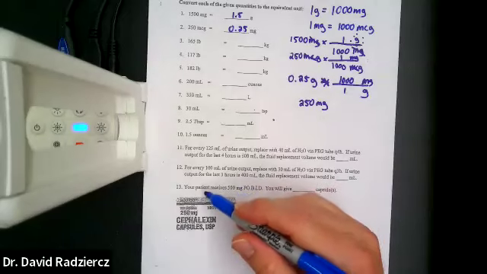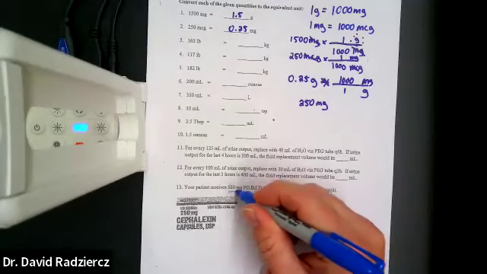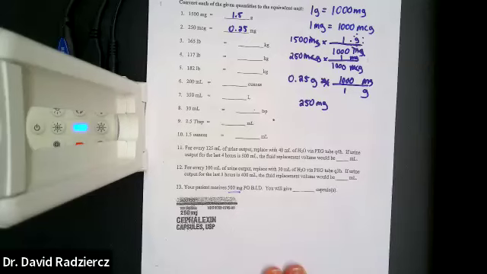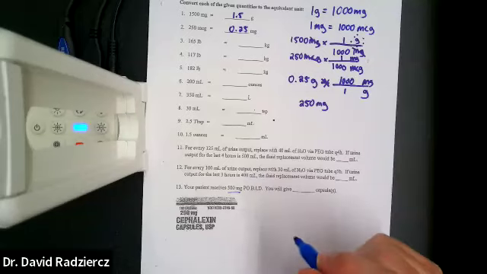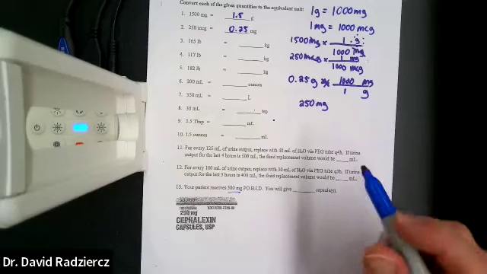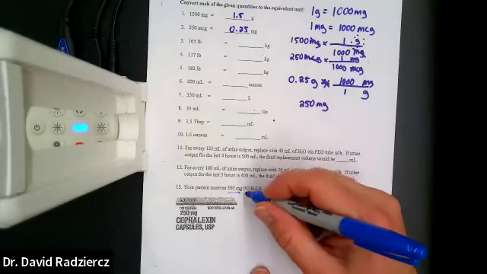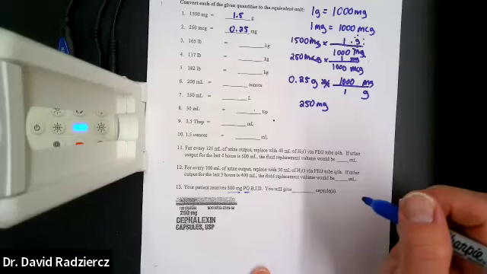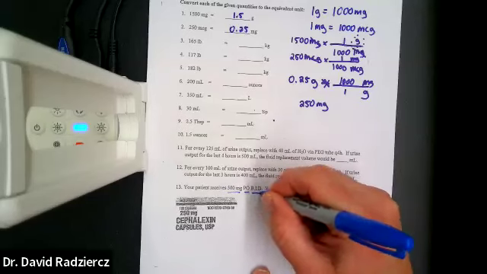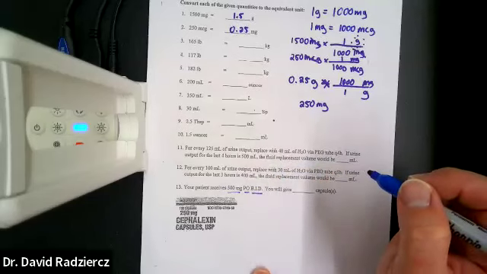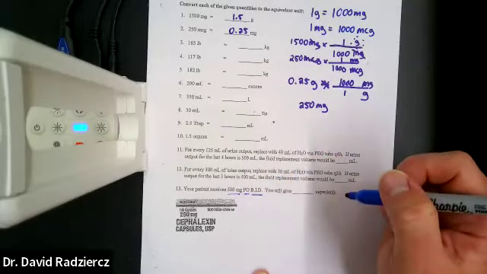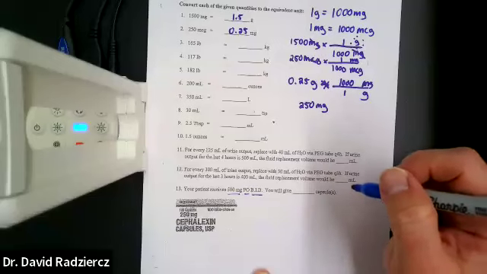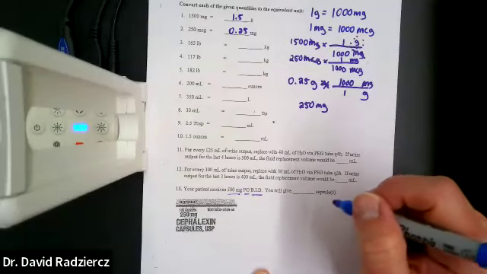So a couple things. When it says your patient receives 500 milligrams, that 500 milligrams is your order. Okay. So your order is what has been prescribed by the doctor. PO means per oral or by mouth, and BID means twice per day. Okay. So you'll see things like TID, which means 3 times a day. You might see Q12H, which means every 12 hours.